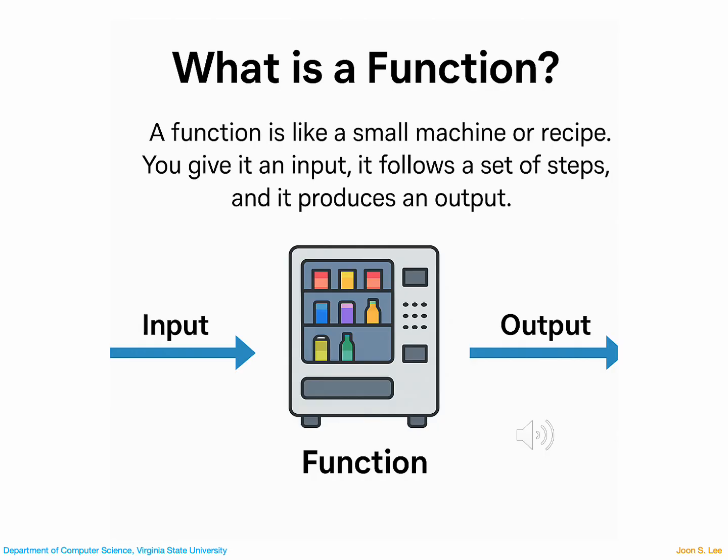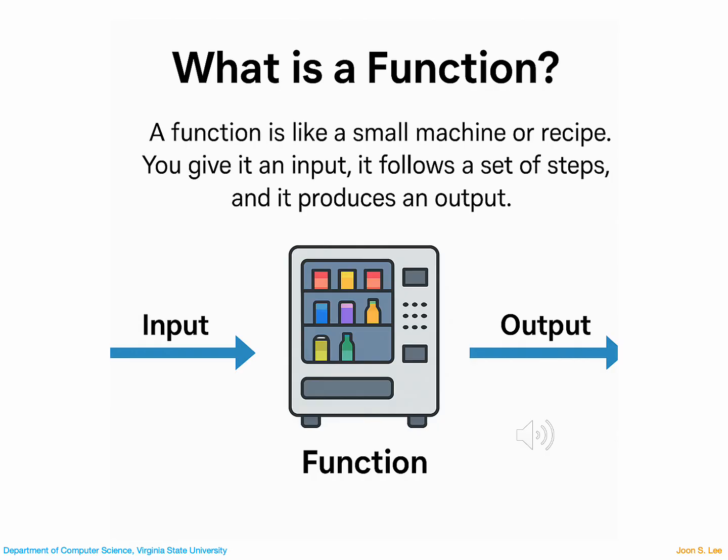For example, imagine a vending machine. You press a button, and it gives you a snack. The button you press is like the input, and the snack you get is the output. You don't need to know exactly how the machine works on the inside. You just know what to give it and what you'll get back. That's exactly what happens in programming.